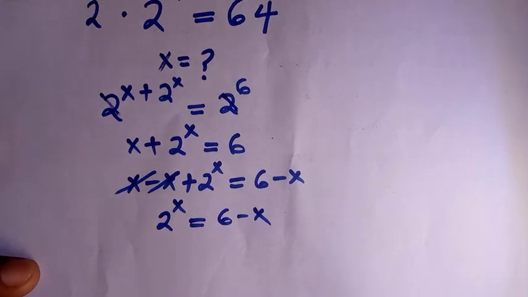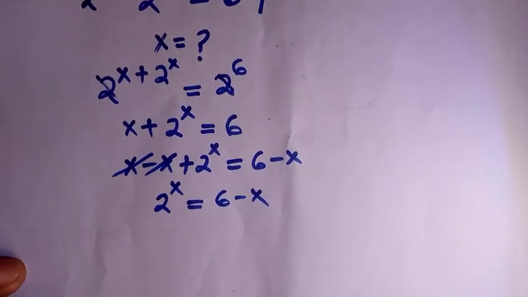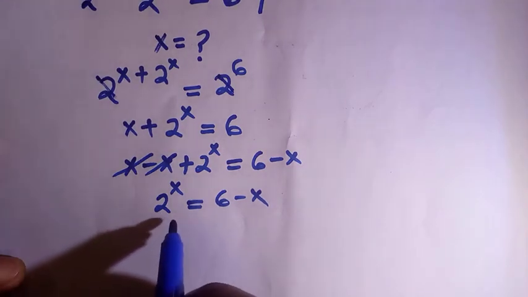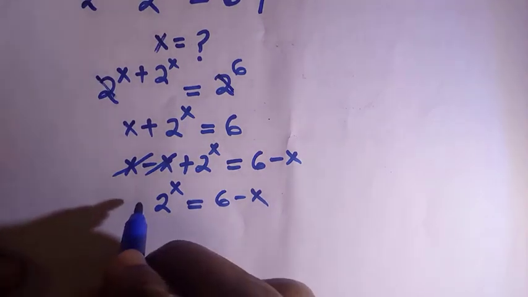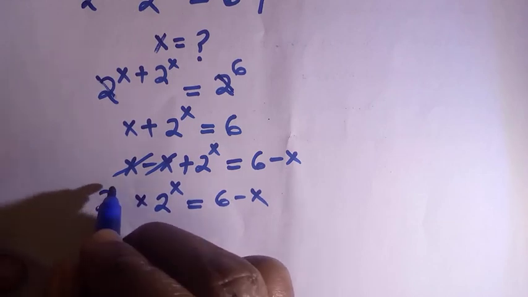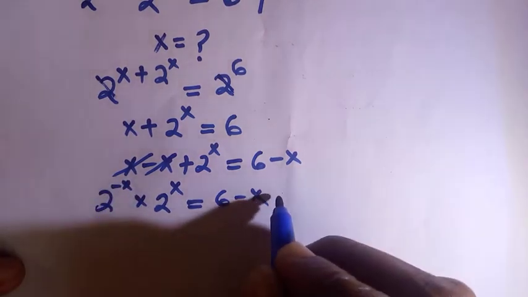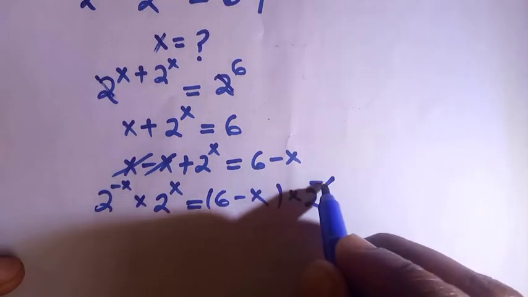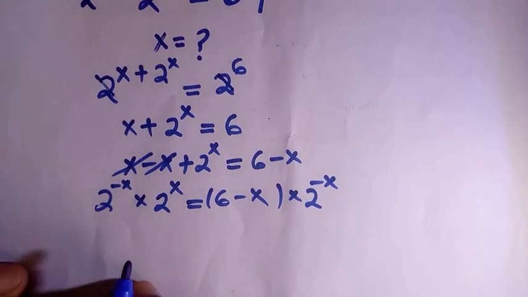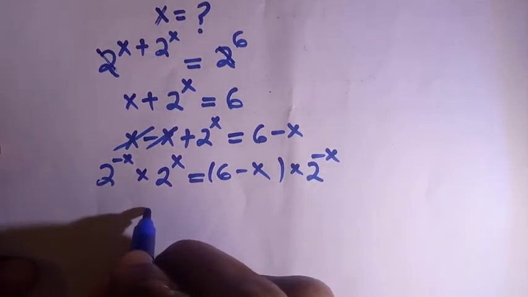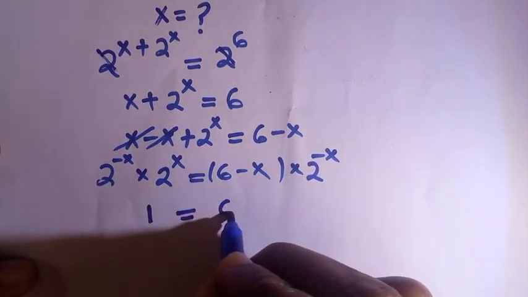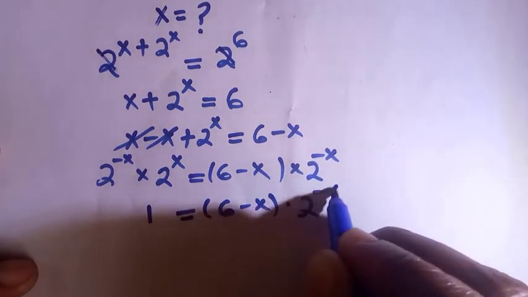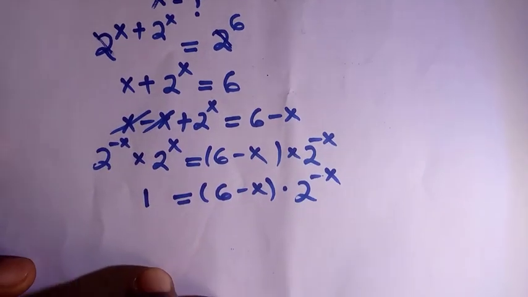And on getting this, I try to divide both sides by 2 to the power of x, just to have 1 at this side, or let's say I multiply by 2 raised to the power minus x, so it's more of dividing 2 by 2 raised to the power x. To make it more advanced, I'm multiplying by 2 raised to the power minus x. So multiplying these two together becomes 1, then equals 6 minus x multiplied by 2 raised to the power of minus x.